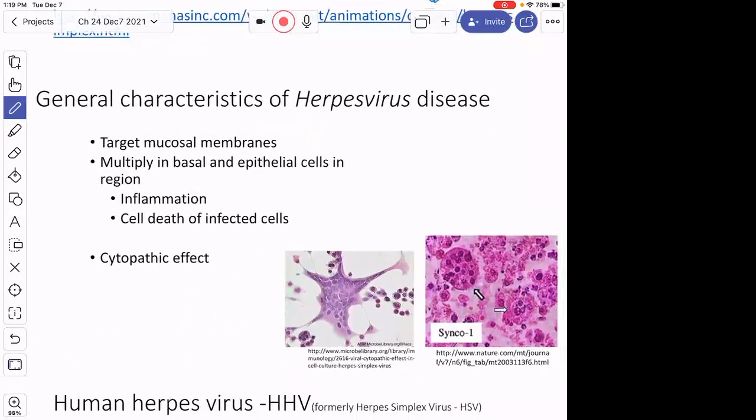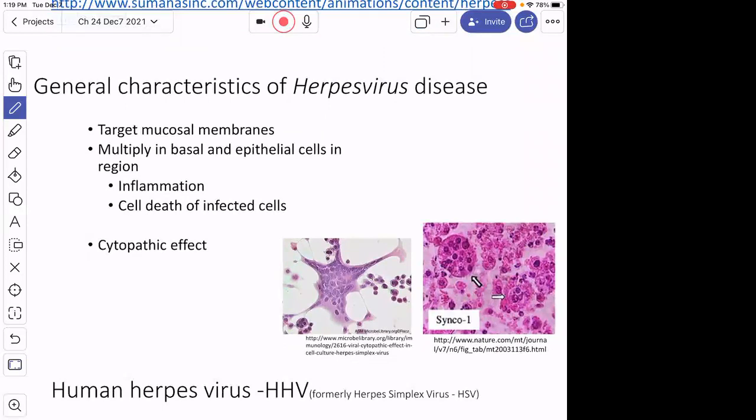Little more general characteristics. These viruses target mucosal membranes, and they multiply in basal and epithelial cells. So basal cells are kind of the deepest layer of the skin. Those are the cells that make our skin cells. They typically multiply there, and then they'll head to our nerve cells, causing a lot of inflammation, cell death of infected cells.